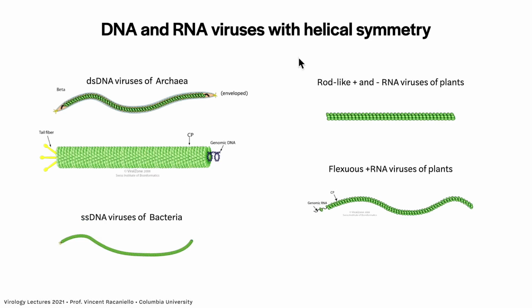There are other DNA and RNA viruses with helical symmetry. There are viruses with double-stranded DNA of archaea. There are DNA viruses that have, this is flexuous, and this is a more rigid virus with genomic DNA, but looks very much like tobacco mosaic virus, except this one has tail fibers. So these infect archaea. Here's single-stranded viruses of bacteria, single-stranded DNA. All these are helical symmetry. Rod-like plus and minus viruses of plants, that would include TMV. And then you have flexuous plus RNA viruses. So some of them are rigid, some of them are flexible, but they're all built with helical symmetry.